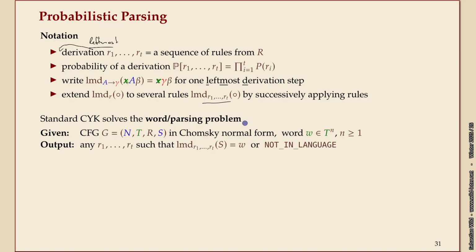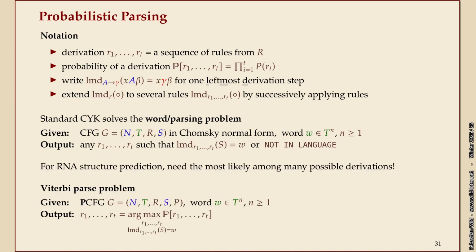Then we can restate the problem from the previous slide as follows. If you're given a context-free grammar in Chomsky normal form and some string, you can ask, is there some derivation for that string? In our new notation, give me some sequence of rules so that the leftmost derivation from S, when applying these rules, is W. Or tell me, well, it's not possible. Okay? That's the same problem we just solved.